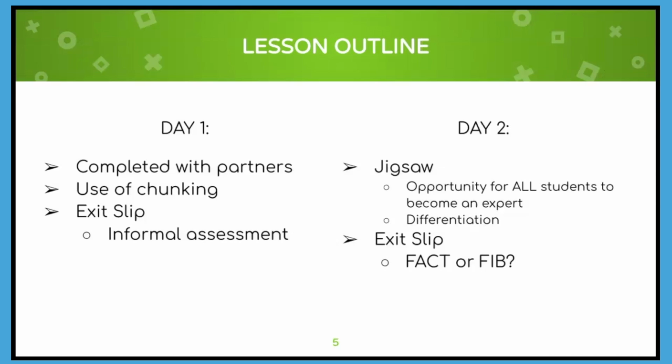This lesson is broken down into 2 days. On day 1, it will be completed with partners. They're looking at a scenario that will be chunked. So you will look at a table and a graph as well as an equation and then make comparisons about what they notice, what makes the relationship either be proportional or non-proportional. And then there is an exit slip to complete.